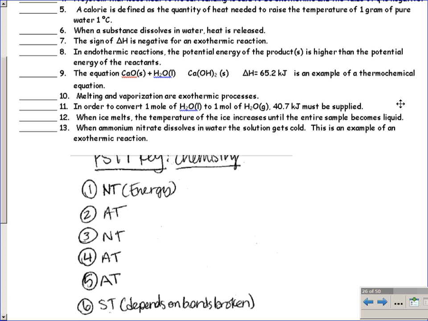12. When ice melts, the temperature of the ice increases until the entire sample becomes liquid. First of all, ice melting is a phase change. Does temperature change during phase change? No. So the temperature of the ice is not increasing as it becomes liquid because it's just a simple phase change. Another one up here, guys, conceptual stuff.